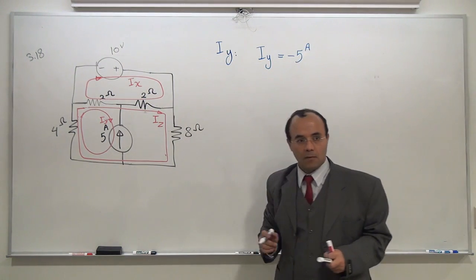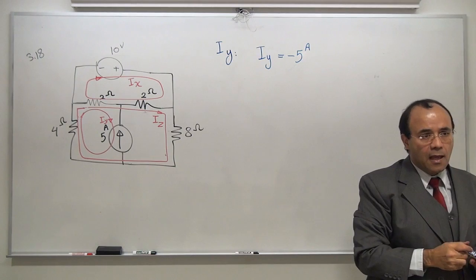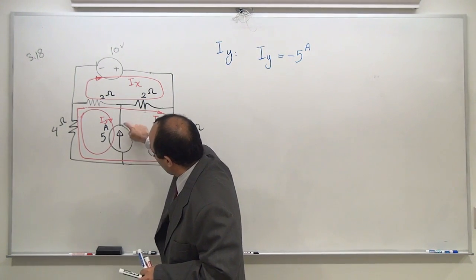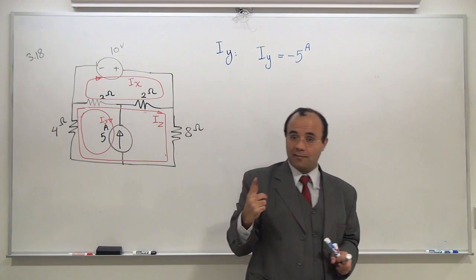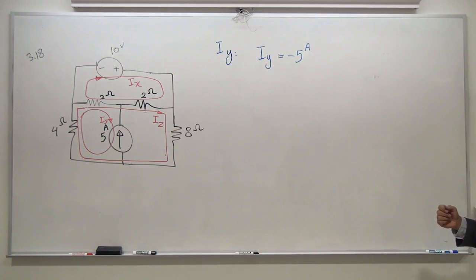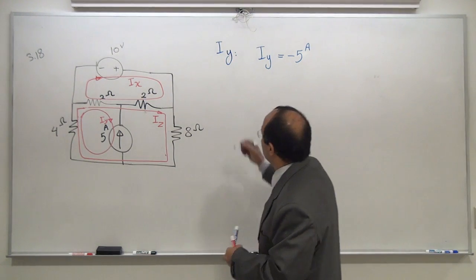I'm done. Of course you can write KVL, but in order to write the KVL for this, you need to introduce the voltage across the current source. Otherwise, that's not valid to do anything else. Loop Y is done. Let's go for loop Z.